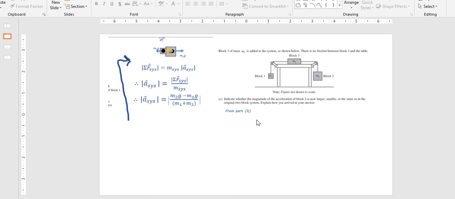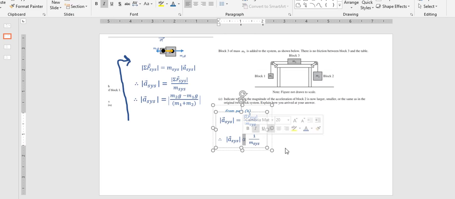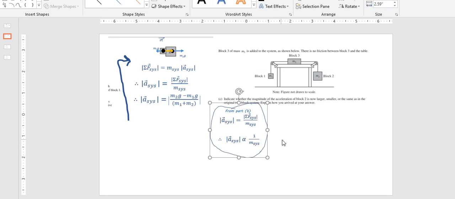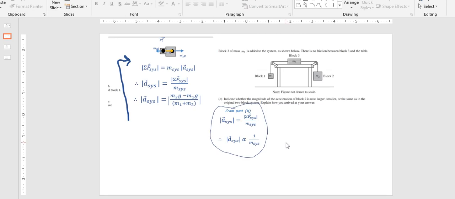So first things first, I'm referencing part B because I want to use stuff from over here. I could have drawn arrows, but frankly, that's hard when you're drawing with a mouse on PowerPoint. But if you want to draw an arrow or say, see part B or whatever, that is totally fine. Okay, so this is what I got from there. I just took the magnitude of acceleration of the system equation from right here, and therefore the acceleration of the system, this is alpha, looks kind of funky, but that's inversely proportional to the mass of the system. I circled that part just to keep it organized.